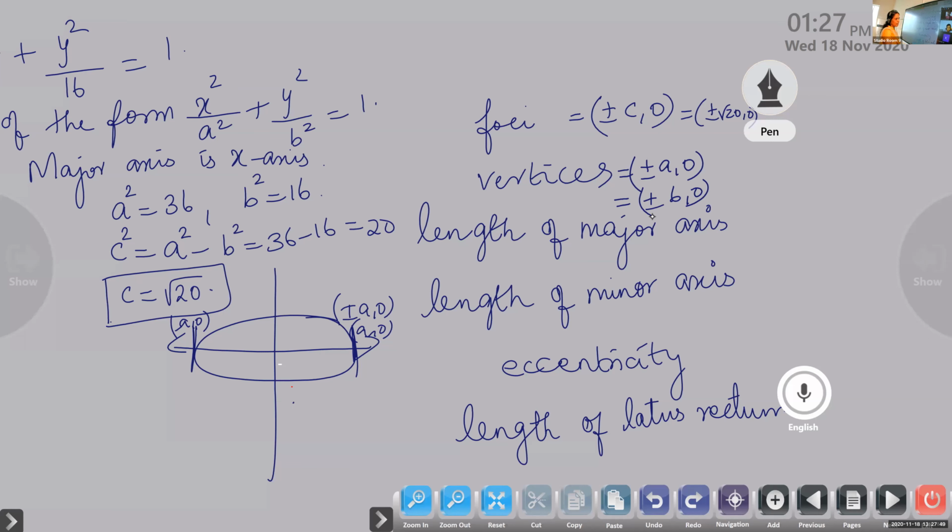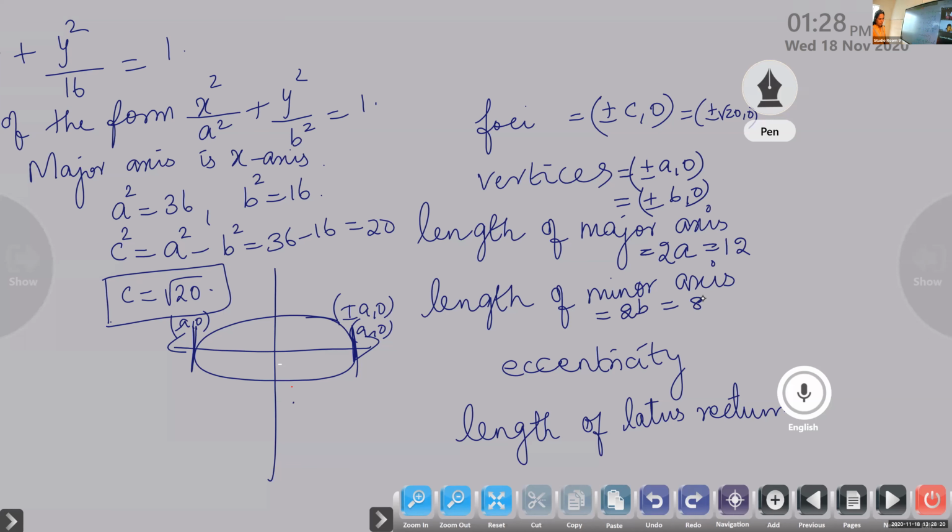Next we have to find out the length of major axis. What is the length of major axis? It is 2a, isn't it? What is the value of a? A square is 36, so a is 12. So length of major axis is 12. Length of minor axis is 2b. B square is 16. From there b is 4. So length of minor axis is 8.